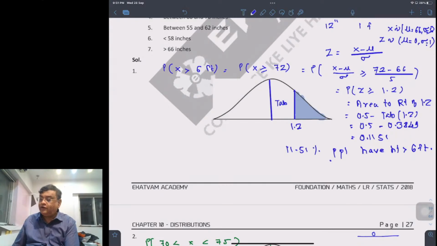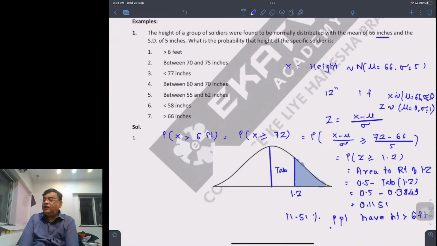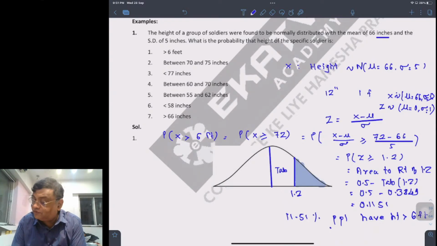I repeat, what did I do? You wanted the probability of x greater than 6 feet. Basically, try to understand that in the normal distribution, whether you write the equality sign or not makes really no difference. So x greater than 6 feet means x greater than 72 inches. But x has to be converted to z, so I subtract mu divided by sigma. What I do on the left has to be done on the right. So 72 minus 66, divided by 5. So this is the probability of z greater than or equal to 1.2, which means the area to the right of 1.2.